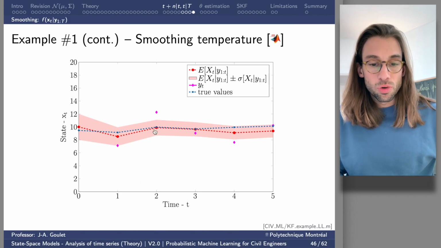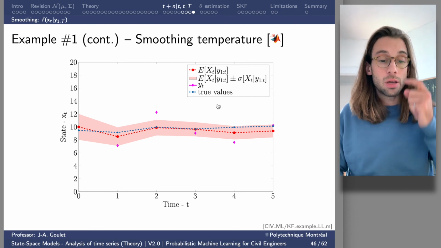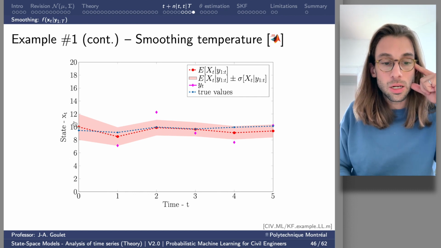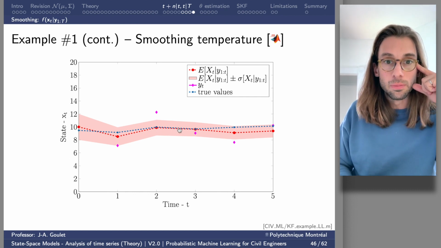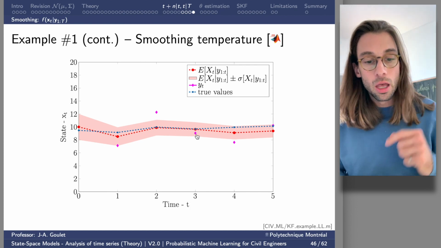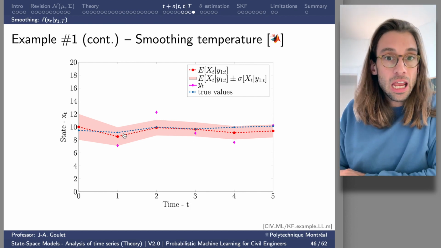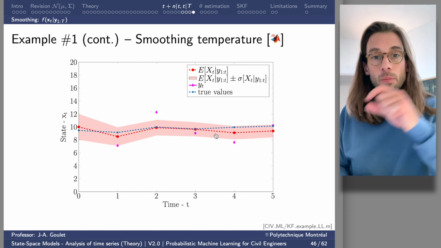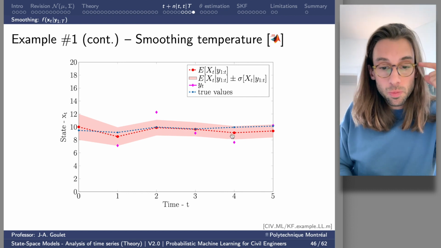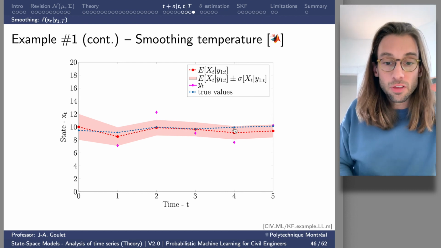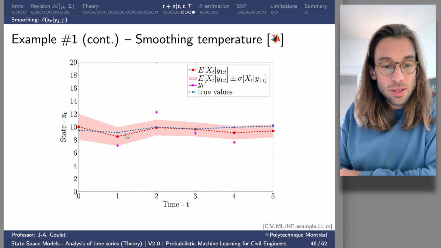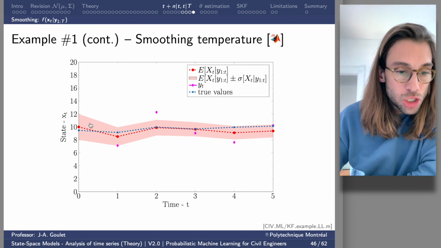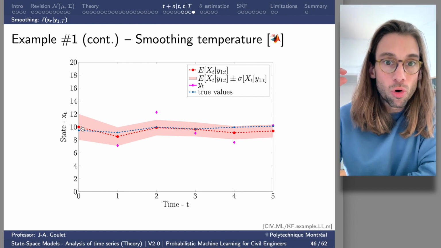And this was the result I obtained from filtering. The reality was, again, time from 0 to 5 hours. The vertical axis is the temperature. The truth is the blue line. The observations are the pink diamonds. The posterior expected value is the red circles. The uncertainty associated with this estimate is the red shaded confidence region. This is what I obtain through time as I collect more and more data. Notice how the confidence region shrinks over time as more and more data is collected.